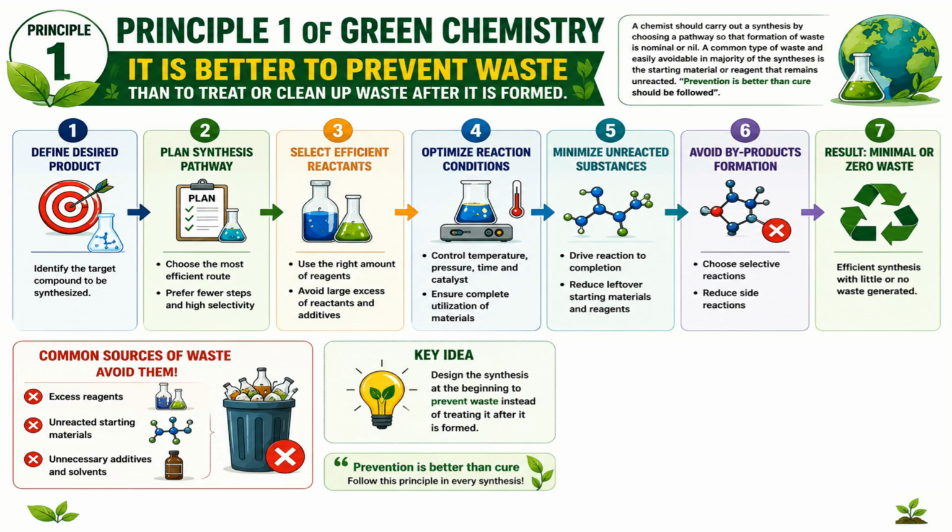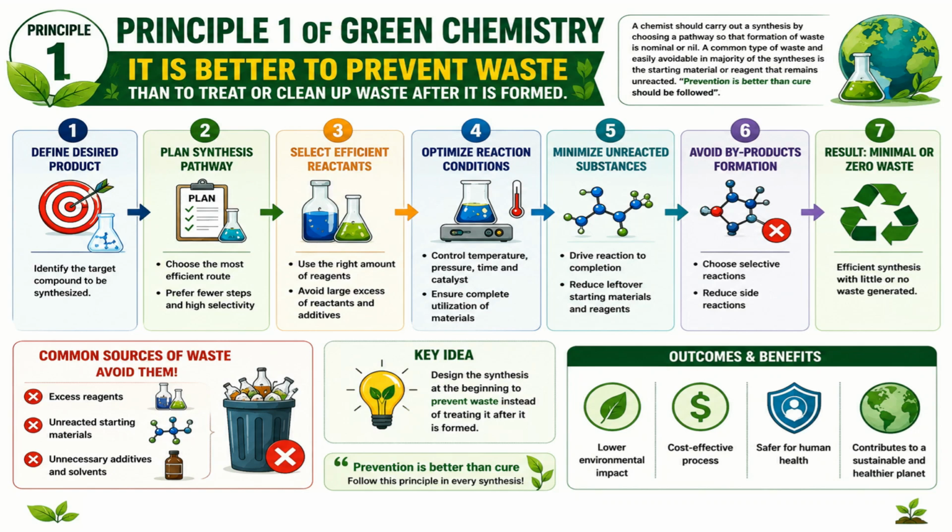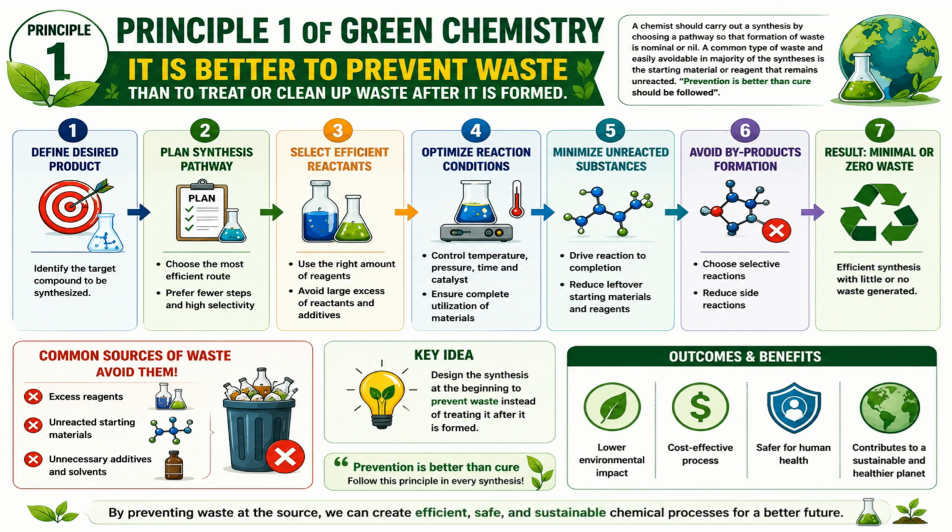Following this Principle 1 of green chemistry leads to several important benefits, like lower environmental impact, cost-effective processes, safer for human health, and contributes to a sustainable and healthier planet. To conclude, by preventing waste at the source, we can create efficient, safe, and sustainable chemical processes.